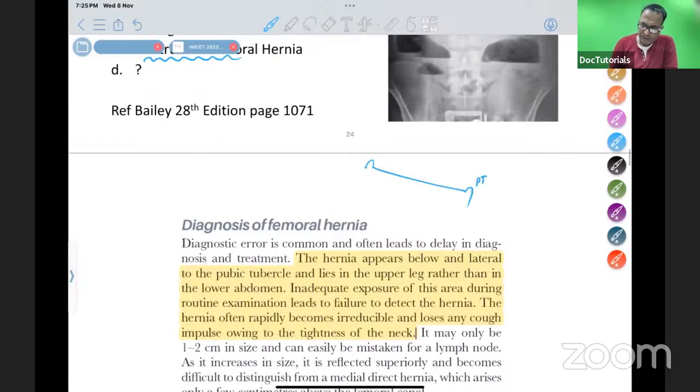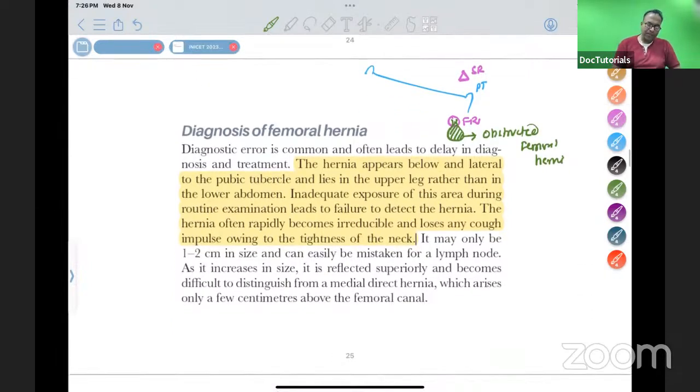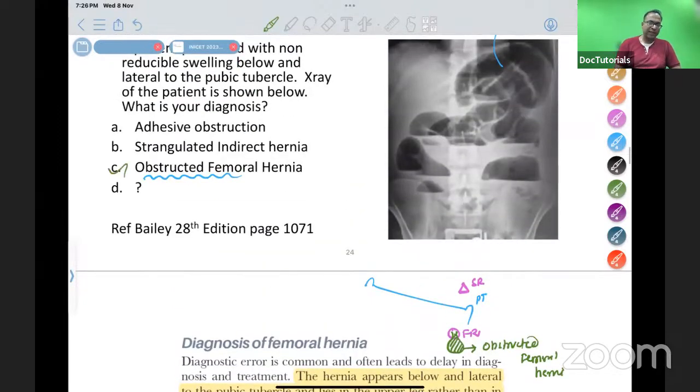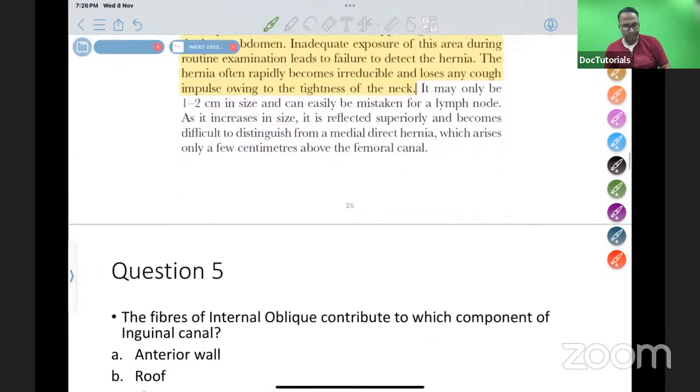This is the pubic tubercle. Above and medial to the pubic tubercle, you have the superficial ring. Below and lateral to the pubic tubercle, you have the femoral ring. A hernia coming and obstructed at this place is called an obstructed femoral hernia. The question is very clearly saying there is an obstructed hernia below and lateral to the pubic tubercle. So it is a case of obstructed femoral hernia. So the answer for this question is C.